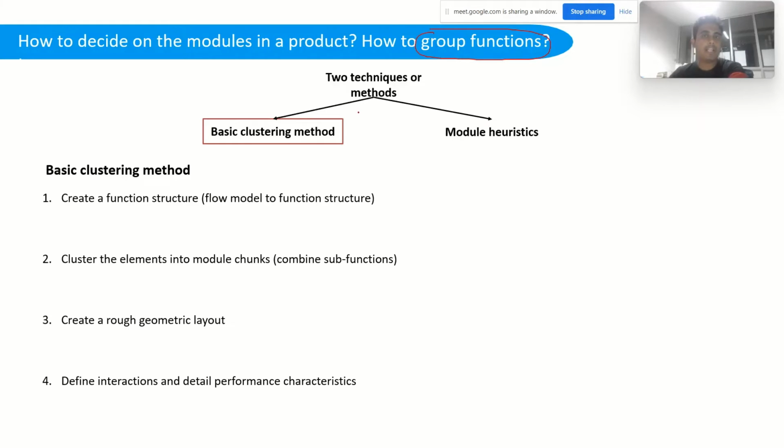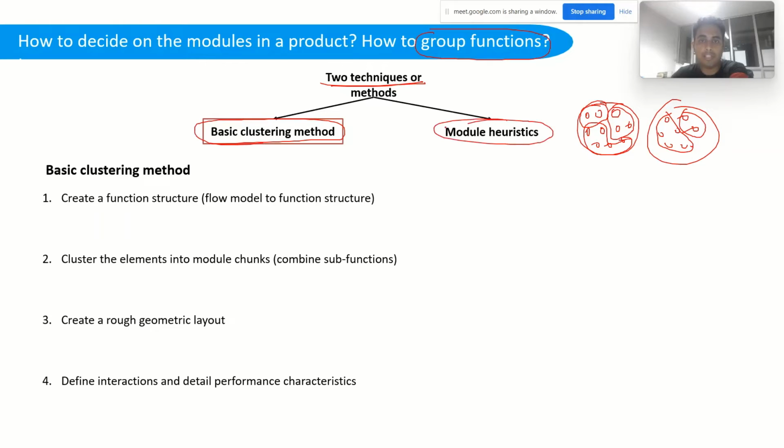Okay, so basically there are two techniques which we can use to define a particular module. For example, if we have a lot of functions, the question is how to group these. What is the best way this can be grouped to come up with some modules? There can be two modules, there can be three modules. For that, we use two basic techniques. One is called the basic clustering method, and the other is called module heuristics.